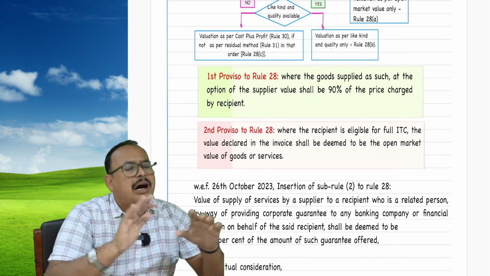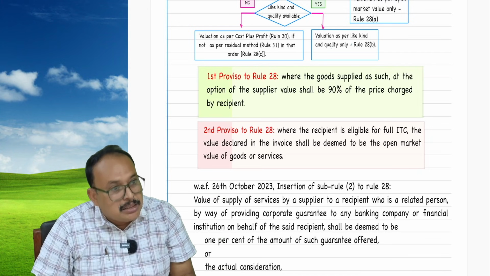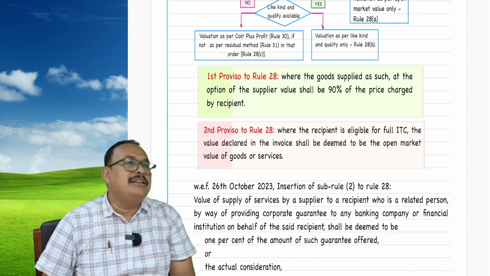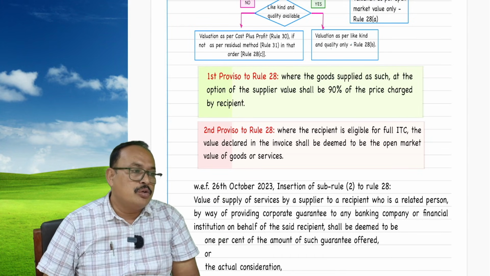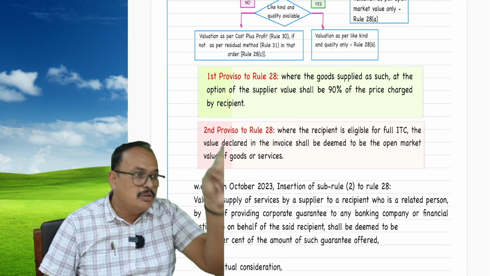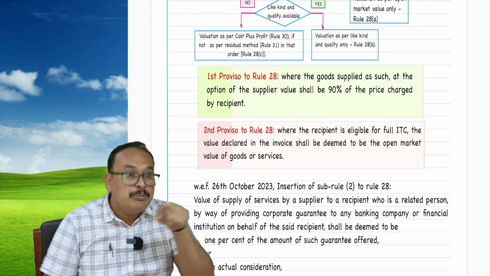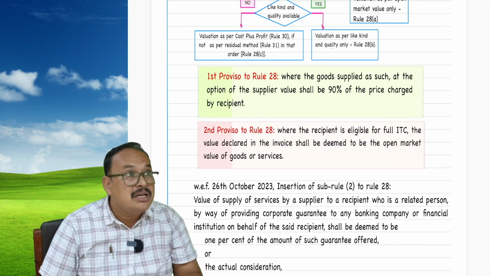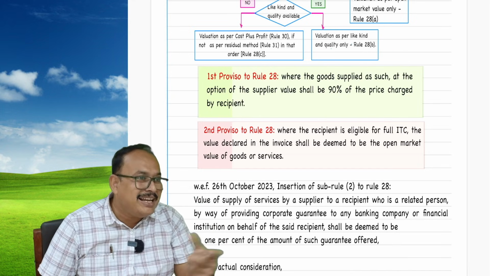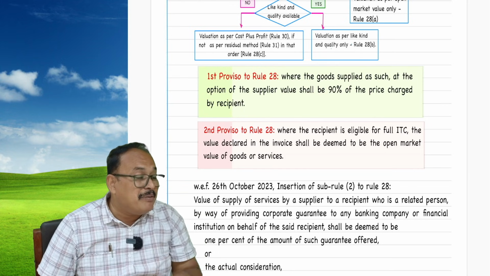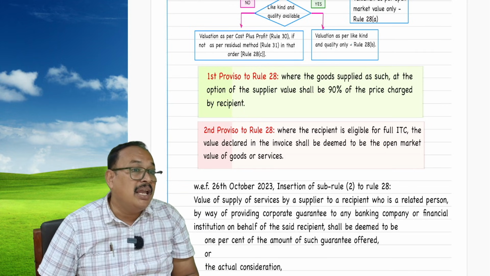No, sir, the corporate guarantee is given only for 9 months. Oh. Corporate guarantee how much? 1 crore. 1% per annum. 1 crore on which 1% equals 1 lakh per annum. But the guarantee is given for 9 months. 1 lakh into 9 by 12. That value is compared with the actual consideration, whichever is higher.